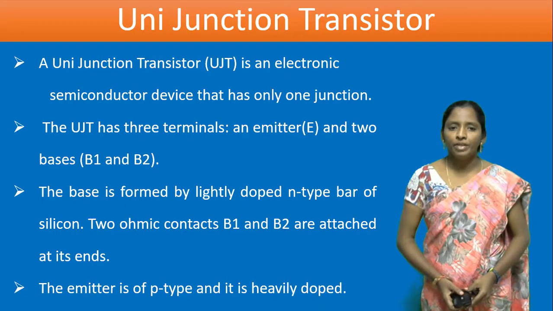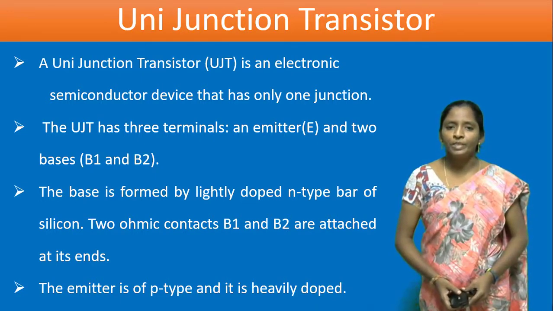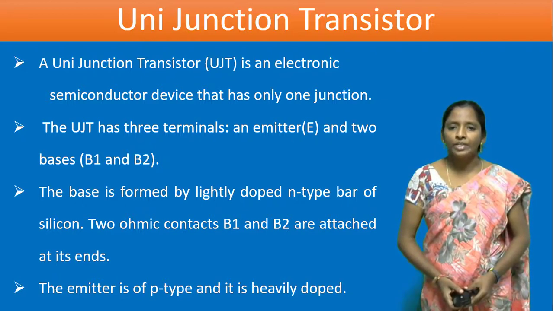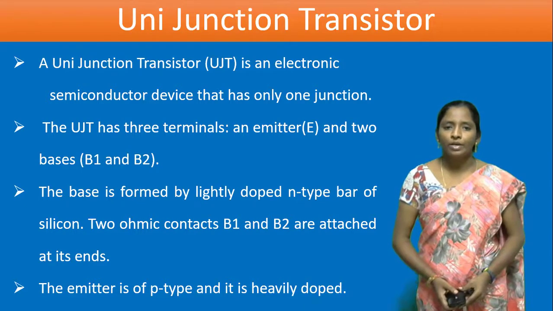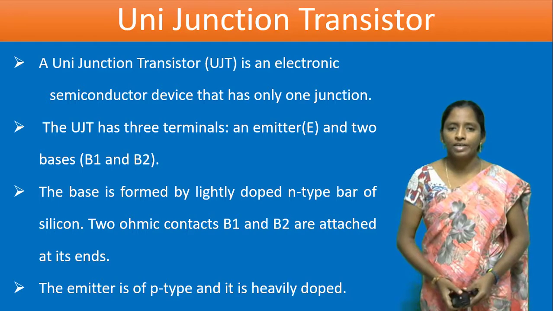In this video, I am going to explain the unijunction transistor. Here, uni means it has only a single junction, that means one junction. That's why the name is called unijunction transistor. Generally, a transistor has two junctions, but the unijunction transistor has only one junction.